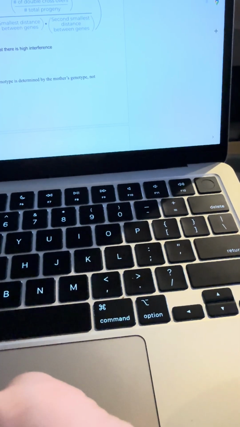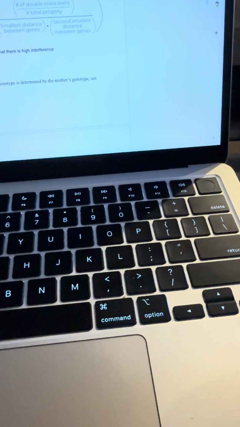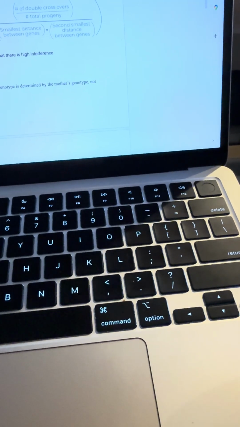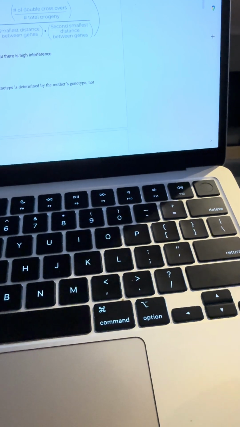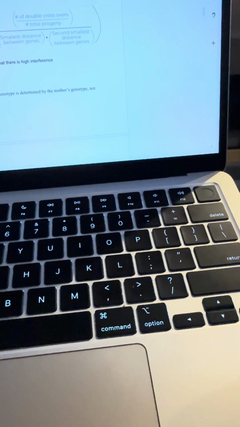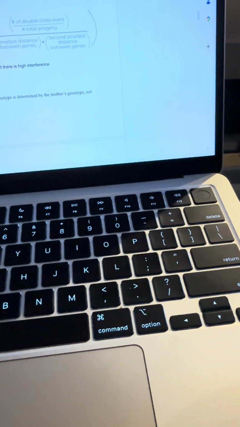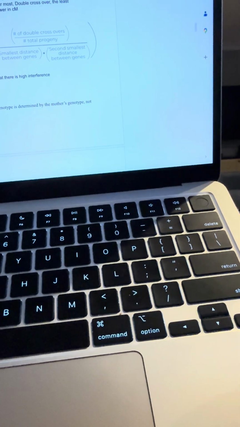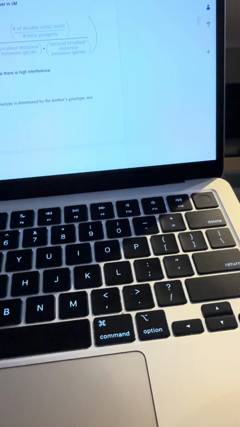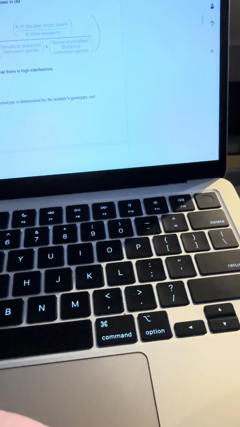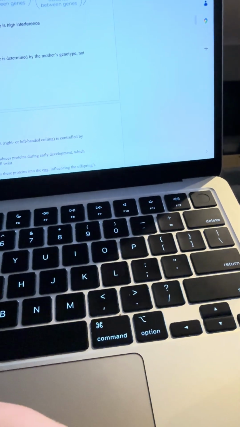Interference equation: interference equals 1 minus, in parentheses, the number of double crossovers divided by the total number of progeny, divided by the smallest distance between genes multiplied by the second smallest distance between genes, close parentheses. The closer the number is to 1, the higher the interference.